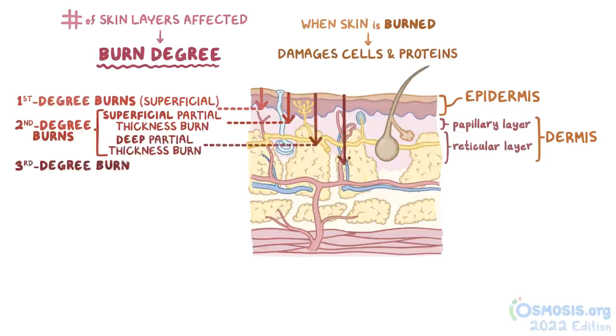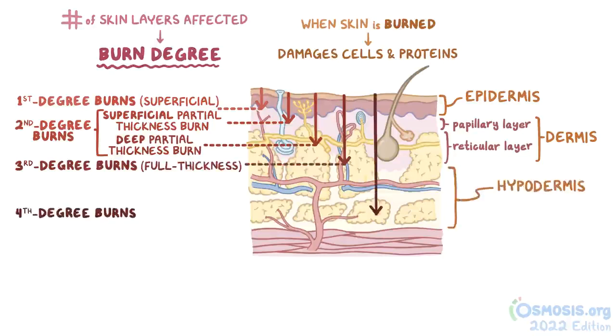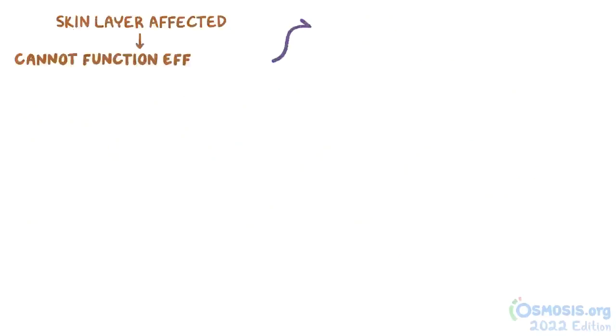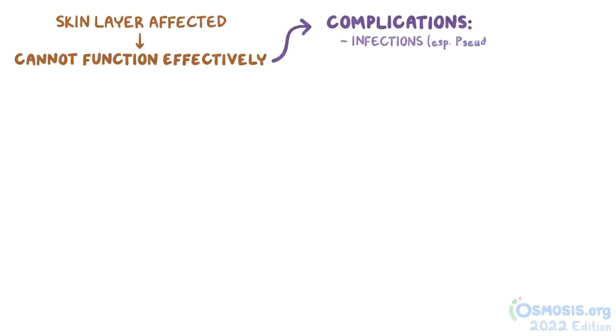In third-degree burns, also called full-thickness burns, the entire epidermis and dermis are affected. And finally, fourth-degree burns extend into the hypodermis. When a skin layer is affected, it means that the skin can't function effectively, and common complications are infections, especially from Pseudomonas aeruginosa, and water loss through the damaged skin.